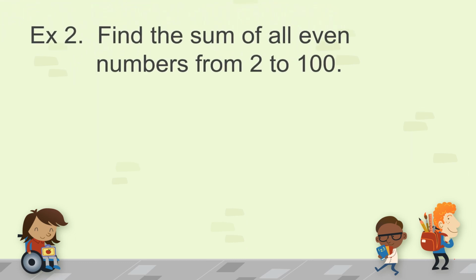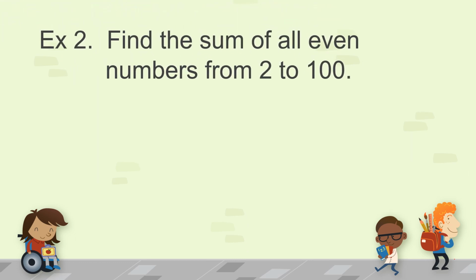Okay, let us go back to this problem. Find the sum of all even numbers from 2 to 100. Let us first identify the given. First, we know that we're going to add all even numbers. That means that the terms have a difference of 2. So we have a common difference, and that is 2. Then we have the sum of even numbers from 2 to 100. So our a sub 1, or the first term, is 2. And of course, the last term, so a sub n is equal to 100.